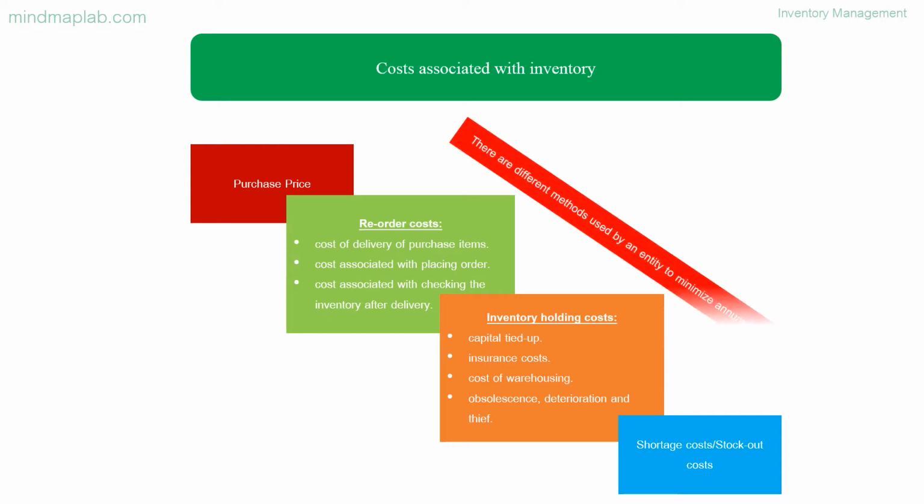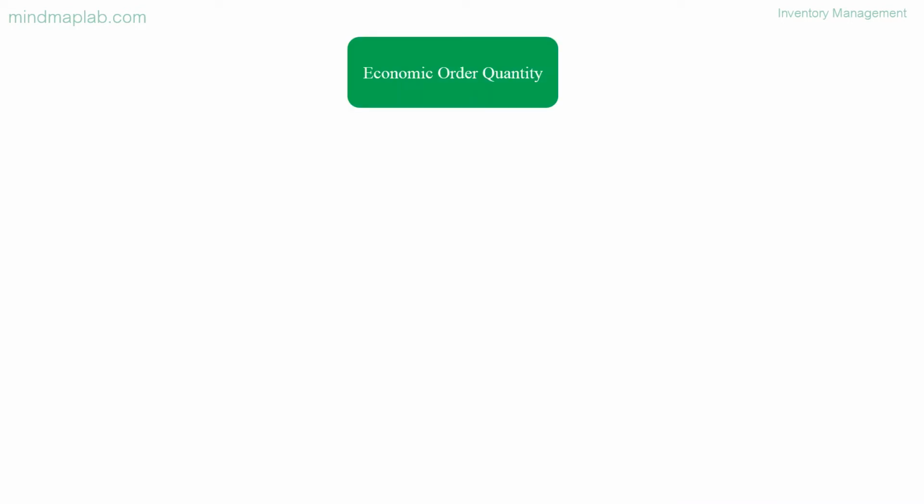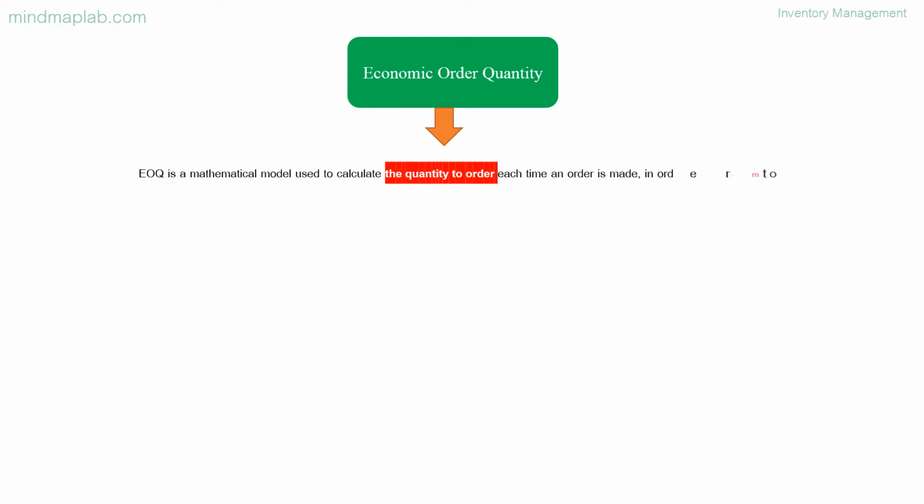There are different methods used by an entity to minimize annual inventory costs. Economic order quantity, EOQ. EOQ is a mathematical model used to calculate the quantity to order each time an order is made, in order to minimize the annual inventory costs.